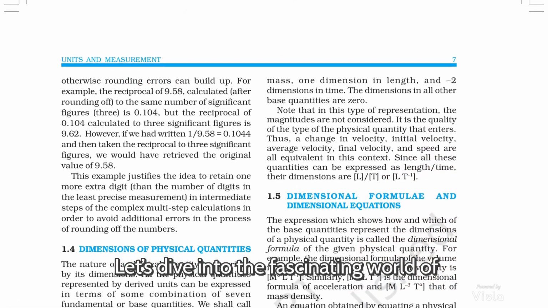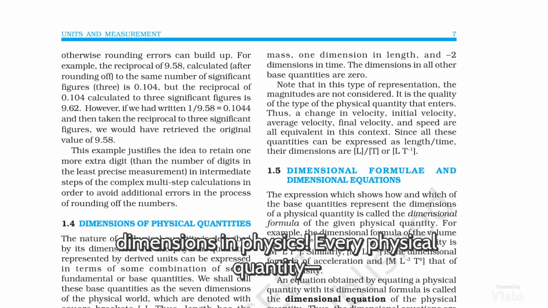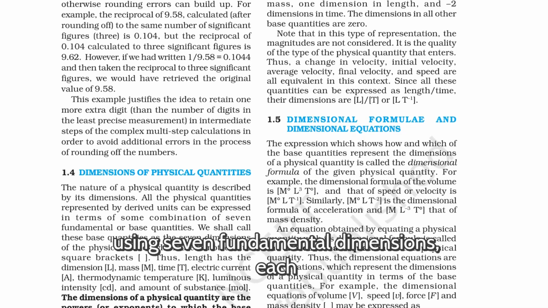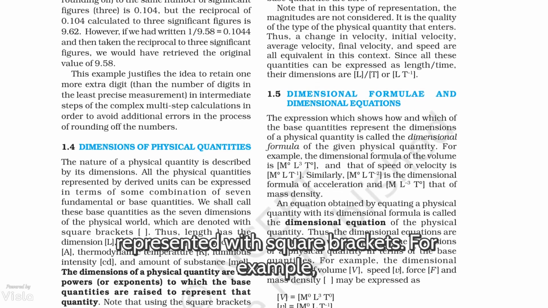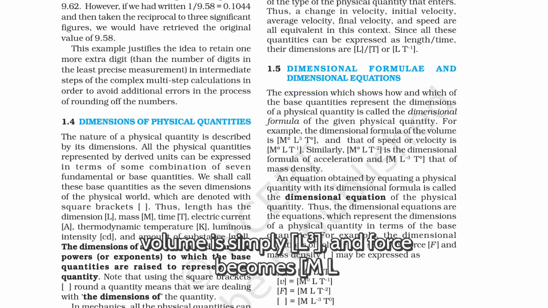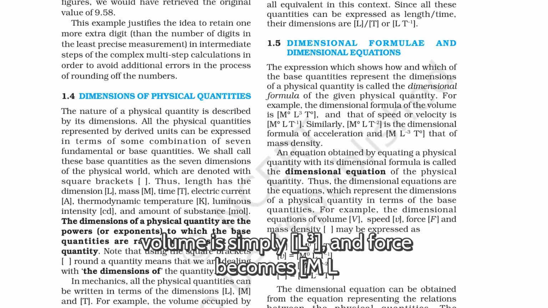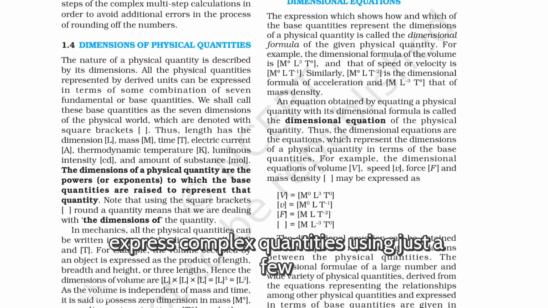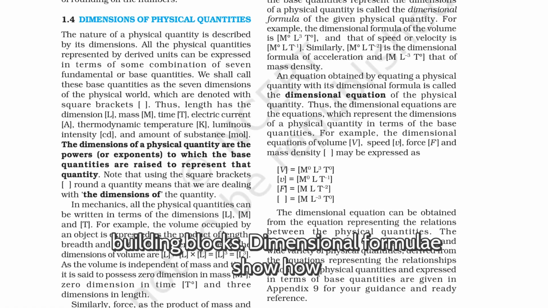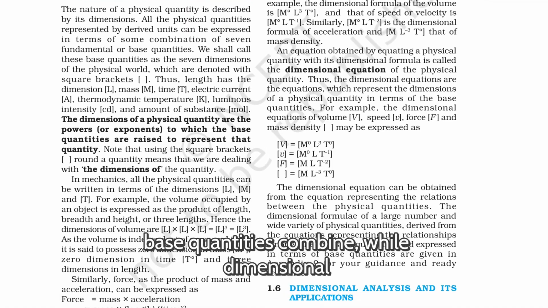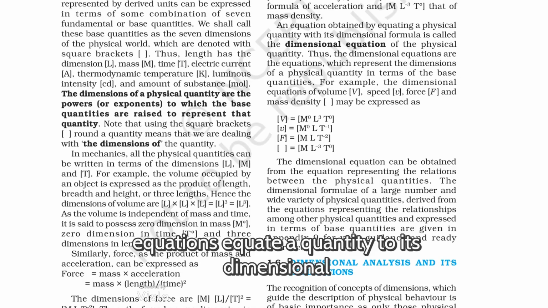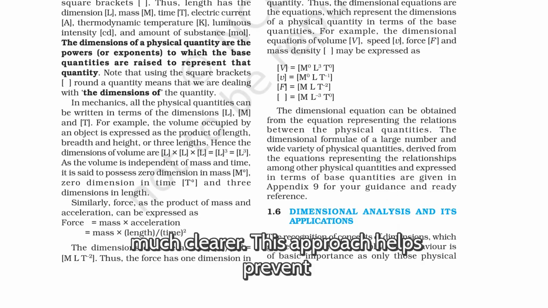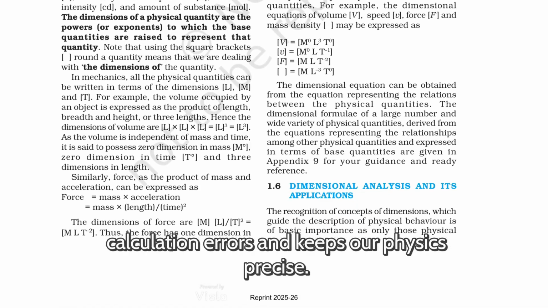Let's dive into the fascinating world of dimensions in physics. Every physical quantity, like length, mass, or time, can be described using 7 fundamental dimensions, each represented with square brackets. For example, volume is simply [L^3], and force becomes [MLT^-2]. Why is this useful? It allows us to express complex quantities using just a few building blocks. Dimensional formulae show how base quantities combine, while dimensional equations equate a quantity to its dimensional formula, making relationships between concepts much clearer. This approach helps prevent calculation errors and keeps our physics precise.